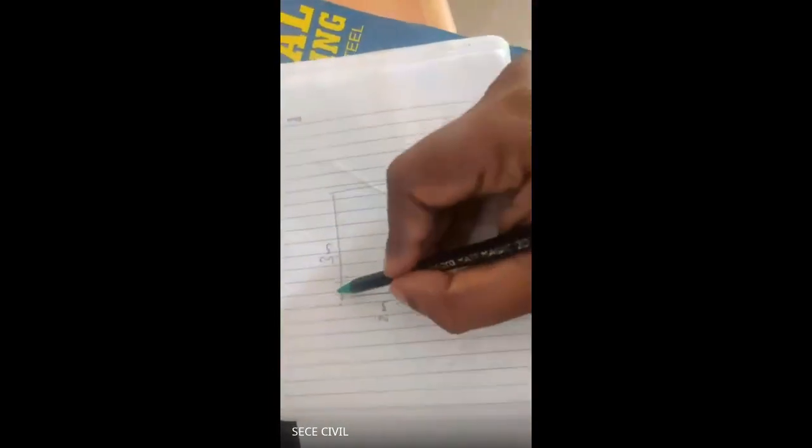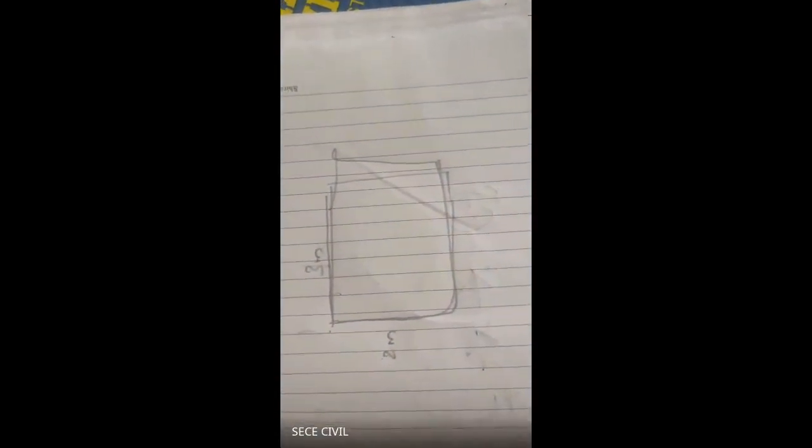Okay, so the size of the footing is, is that clear or not? 2 meter by 3 meter. So the long side is 3 meter and the short side is 2 meter. Is the diagram clear for you guys?